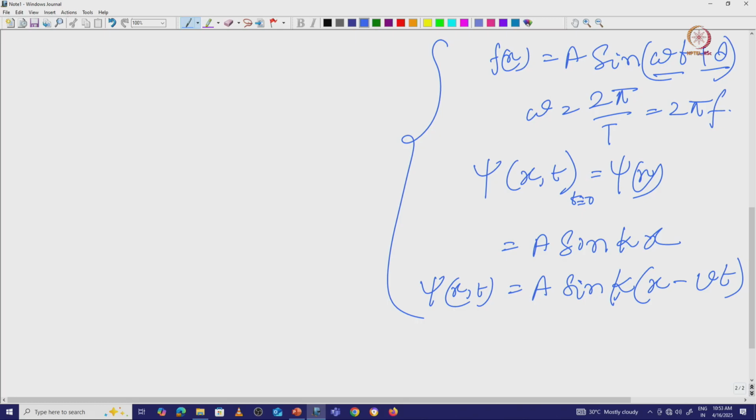So here the spatial frequency is k. I mentioned that spatial frequency here is k. K basically we can say will be 1 by lambda. So this is called the spatial frequency.